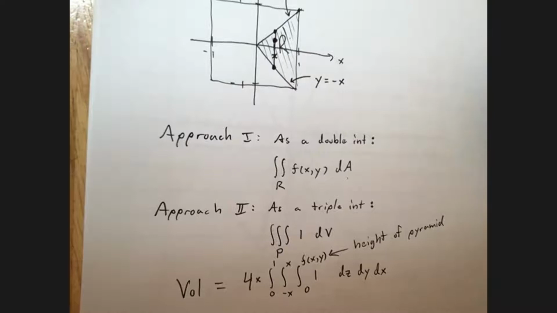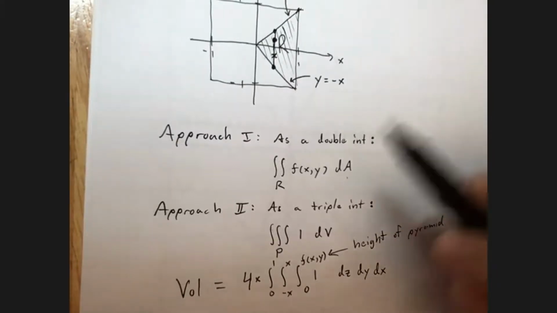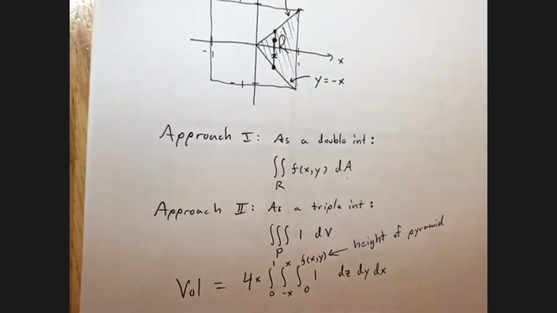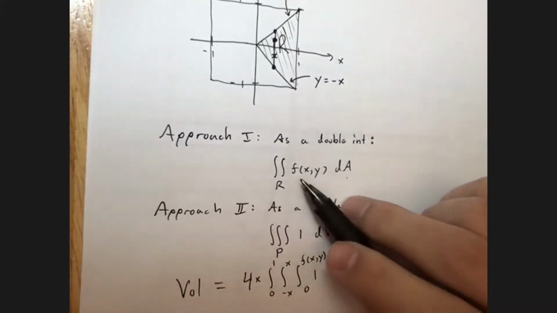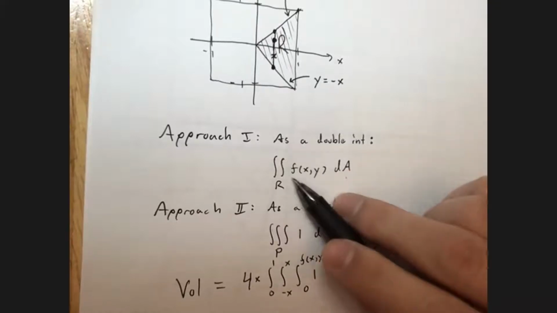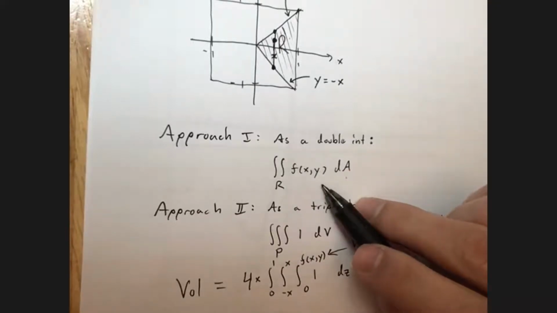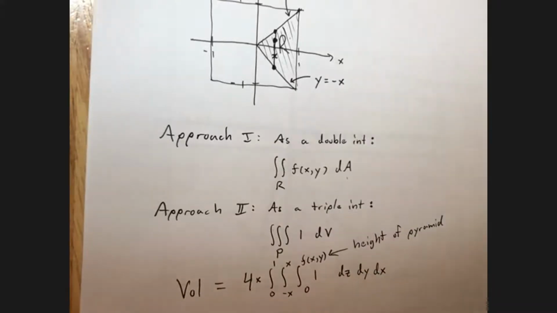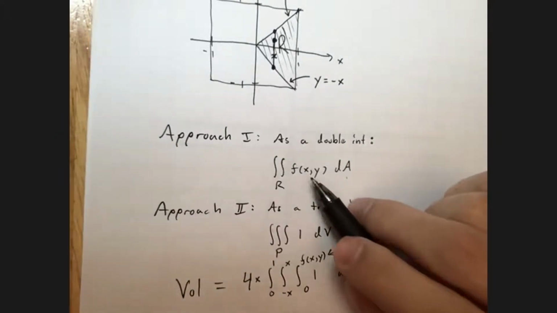So the question is, is f of xy in this case equal to 1? Well, not the f of xy that I specified, right? The f of xy that I specified here represents the height of the pyramid. And so the height of the pyramid definitely varies, right? It's not just a flat horizontal sheet. It's a tilted sheet. So it depends on your position xy. So the f of xy that I wrote down here is not equal to 1. This represents the height of the pyramid.